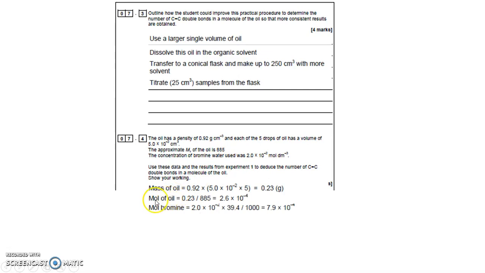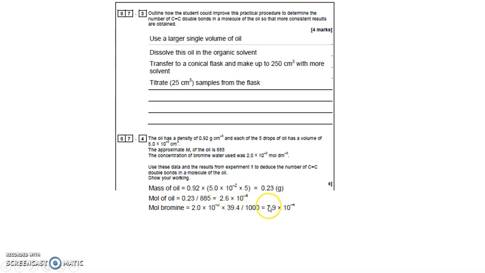Well, 1 mole of oil should react with 1 mole of bromine water, but only if there's 1 double bond in there. It's actually the double bonds that are reacting with the bromine water. So 1 mole of oil with one double bond in there would react with 1 mole of bromine water. However, they're not the same.